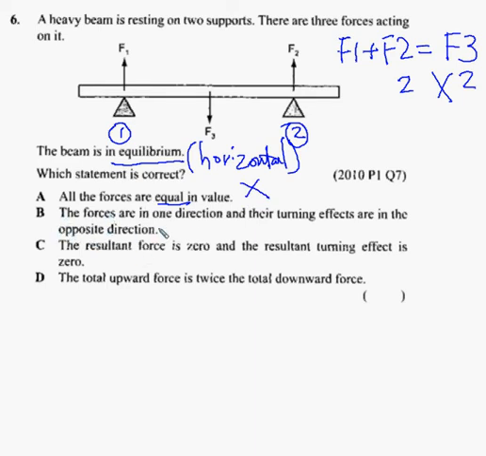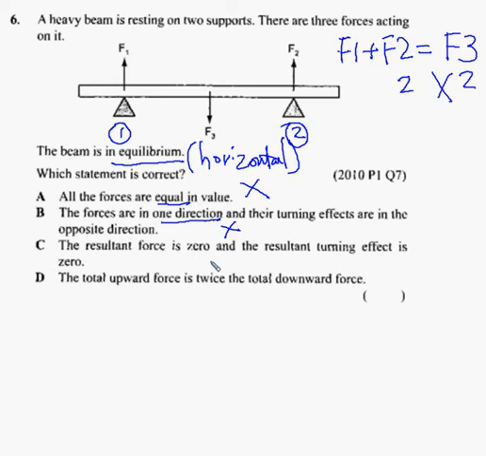The forces are in one direction and the turning effects are in the opposite direction. In this case, look carefully: F1 and F2 are acting up, F3 is acting down. So to say that all the forces are in one direction is not true. So B is also out, because two forces are acting up and one force is acting down.